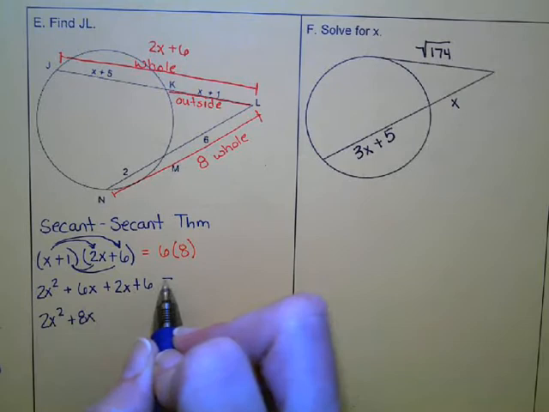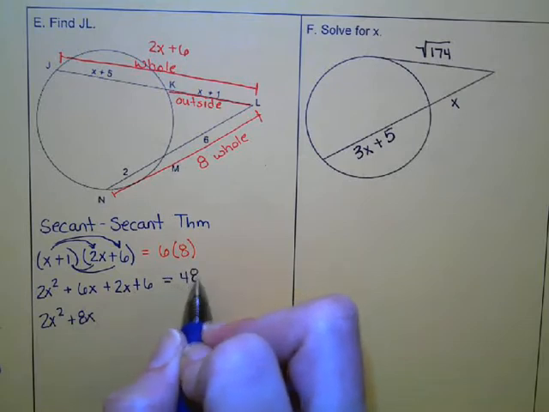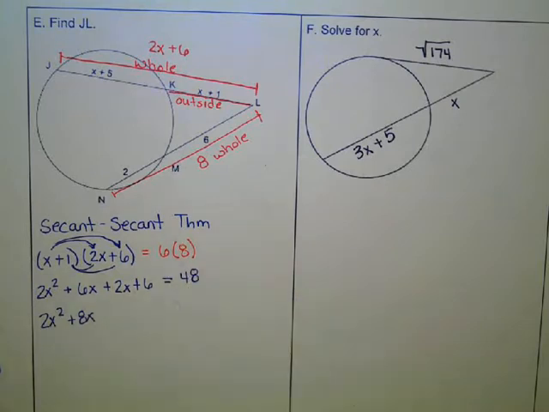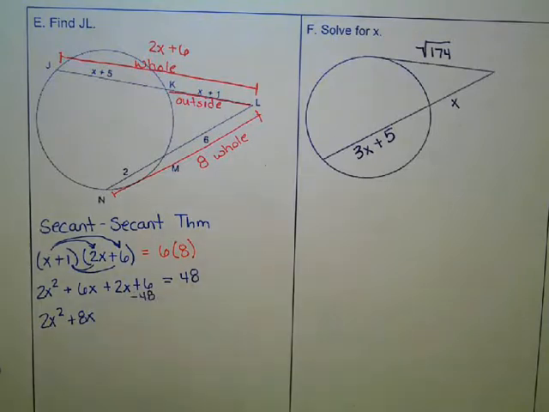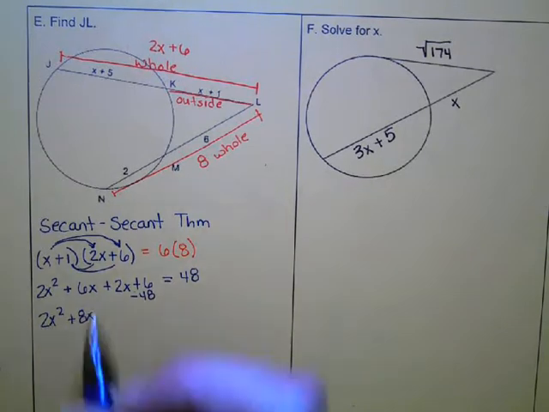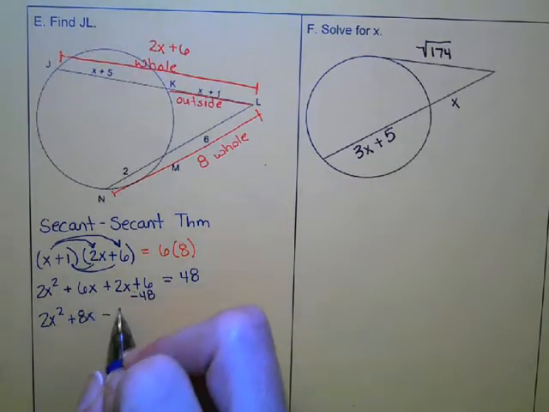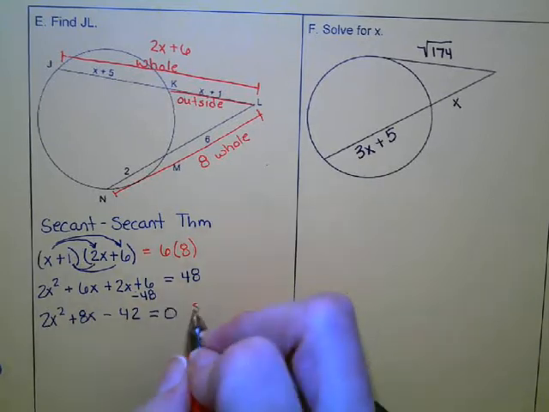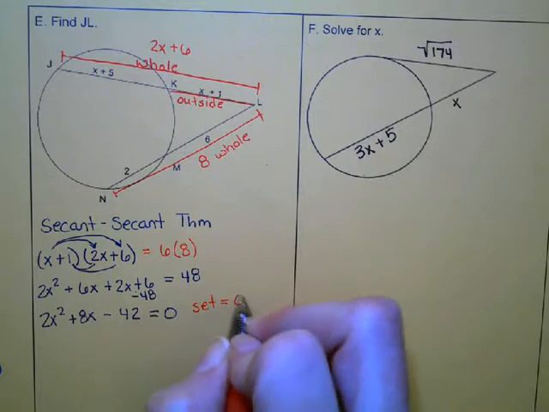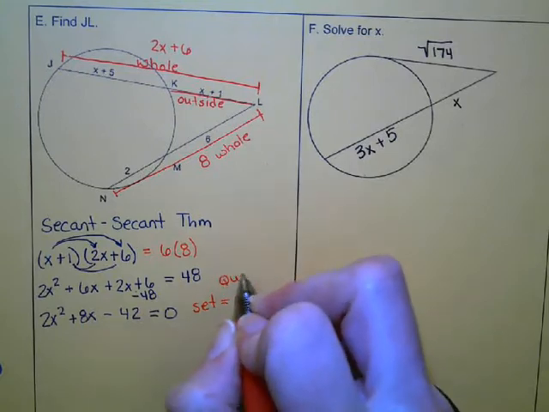6 times 8 was 48, we'll just do that. And then instead of writing all that down again, I'm going to go ahead and subtract the 48 to the other side. So 6 minus 48 is negative 42. The reason I did that is because you want to set it equal to 0 to solve when you're doing a quadratic, which means you had to do factoring.